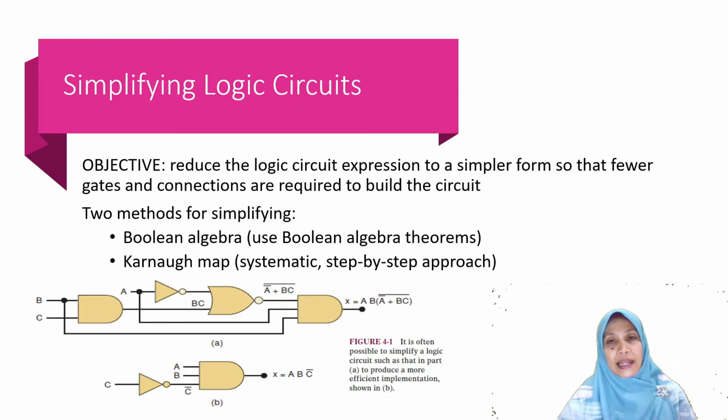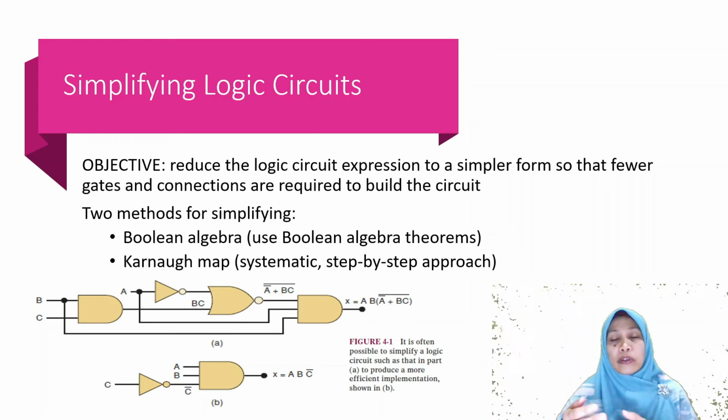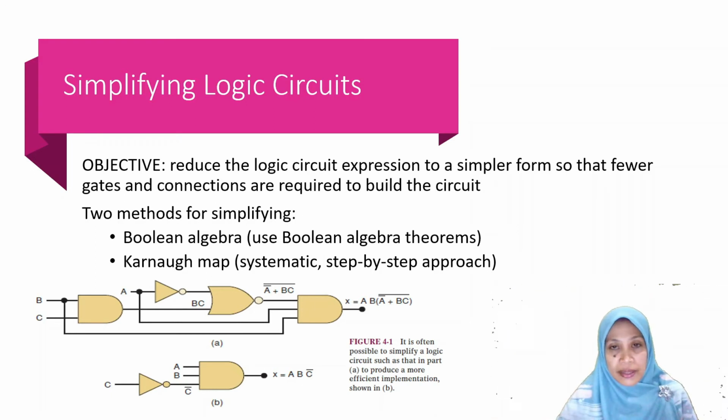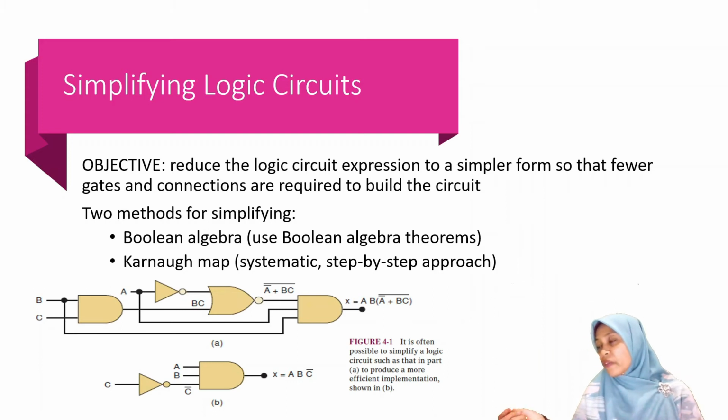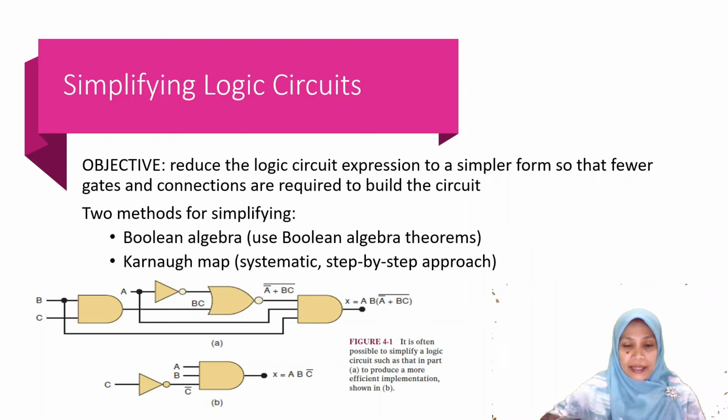The second method is the Karnaugh map. This is a very systematic, step-by-step approach. If you follow the correct steps, all students will get the same answer with the Karnaugh map. But in algebraic simplification, it depends on your skill and which Boolean theorem or De Morgan theorem you apply first, and then the answer can be different between each student. Here we have an example of the original circuit and the simplified version of the original circuit.